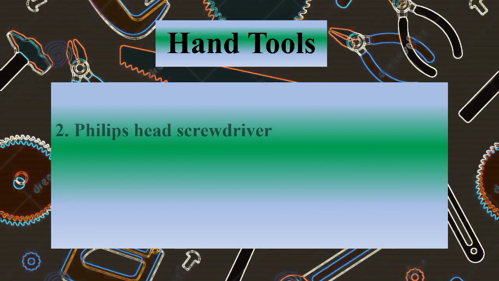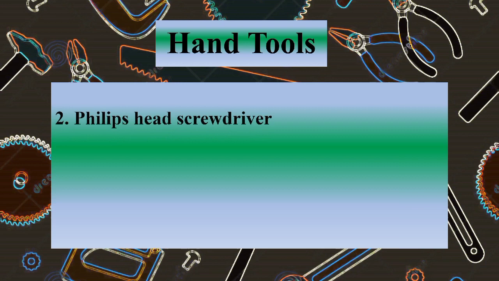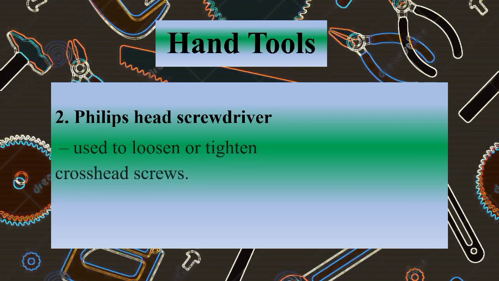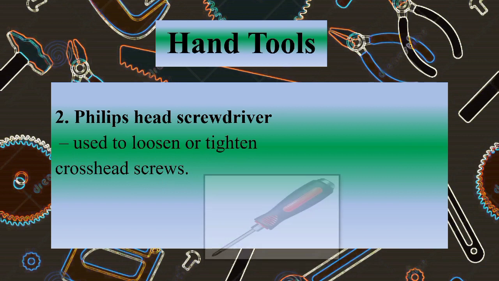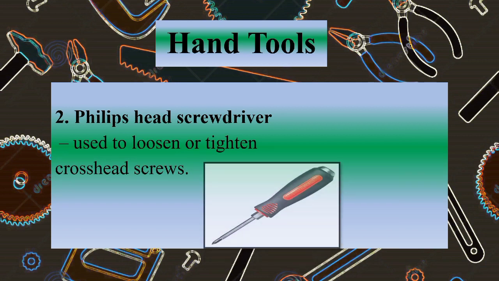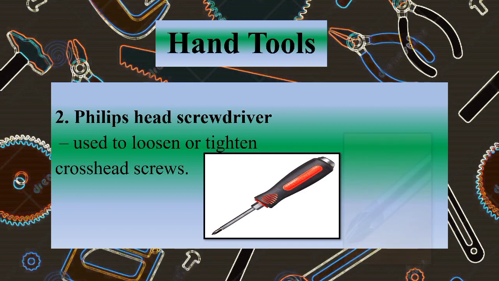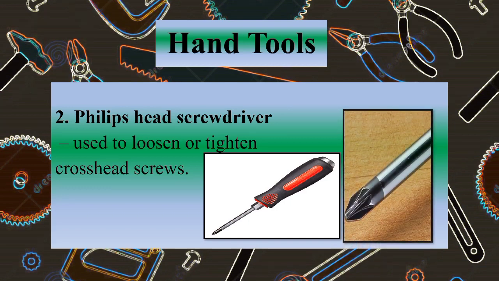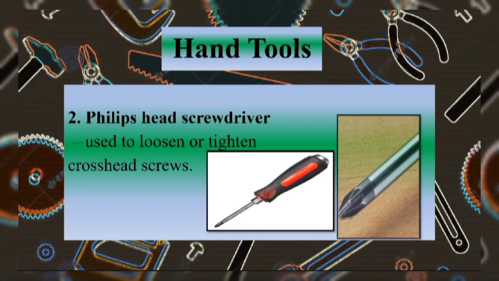So next is the Phillips head screwdriver, used to loosen or tighten cross head screws, or the positive one. So the tip of this one is different from the first tool. Observe the tip of this tool. It is positive.